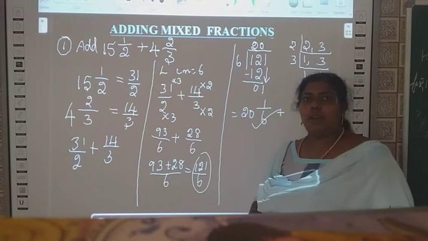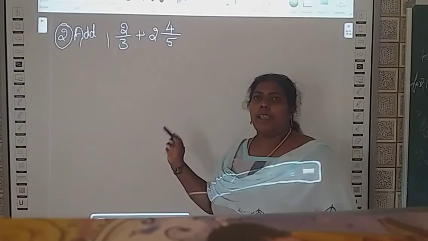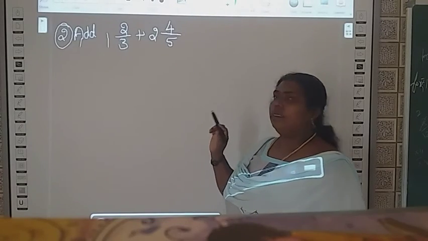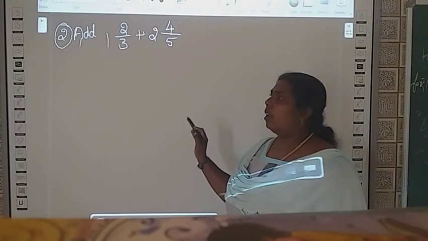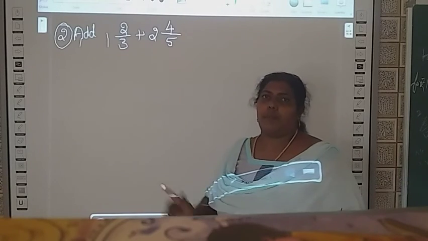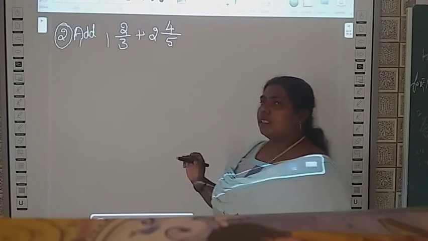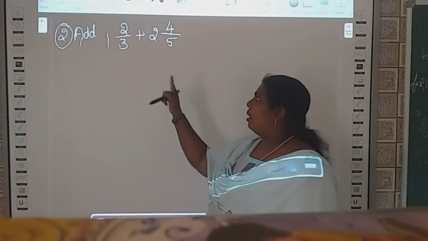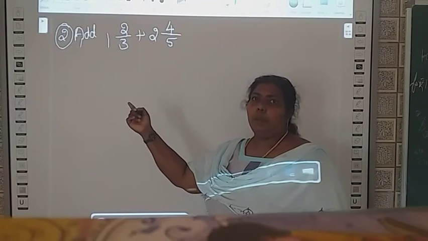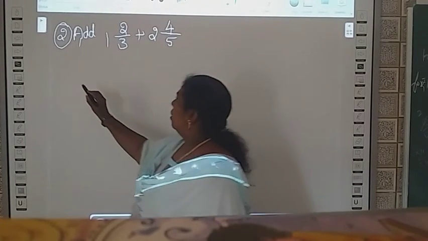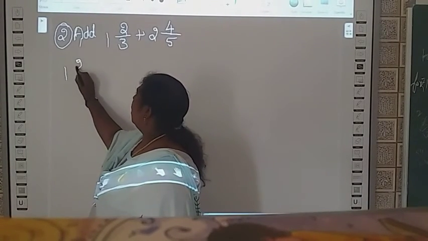Do you understand now? Second question. Add 1 2 by 3 plus 2 4 by 5. I will explain how to add these two mixed fractions. Okay. First step is what? First step, you want to convert the mixed fraction to an improper fraction, isn't it? Convert 1 2 by 3.